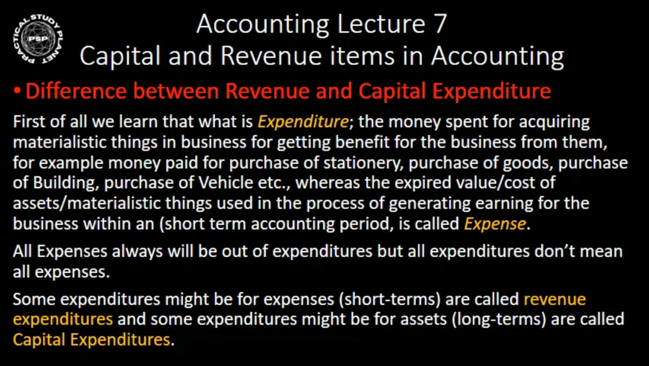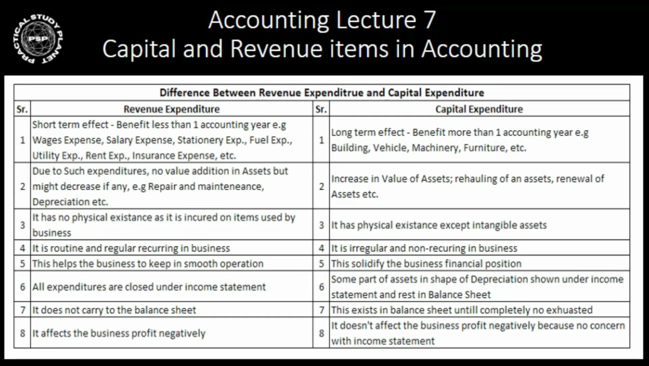All expenses will always be out of expenditures, but all expenditure doesn't mean all expenses. Some expenditures might be for expenses, short term, called revenue expenditures, and some expenditures might be for assets, long term, called capital expenditure. The major differences are in the tabular form below.